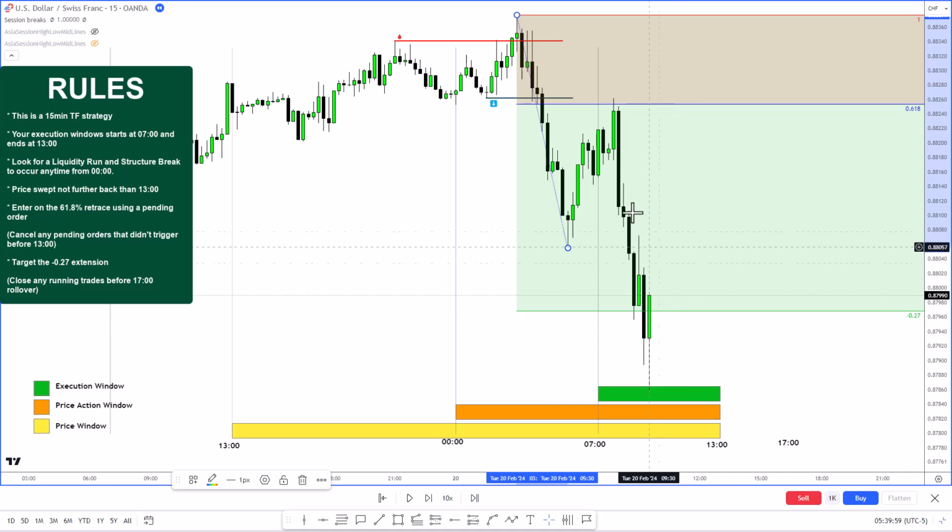If this trade did not trigger by 1 p.m. New York time, I would have cancelled the pending order. And if the trade was still running before a rollover at 5 p.m., I would have manually closed the trade. So that is the setup in a nutshell, and I will run you through a couple more examples quickly and then also share some stats and figures to give you an idea of what you can expect to return using the strategy, trading it only on 4 main currency pairs.